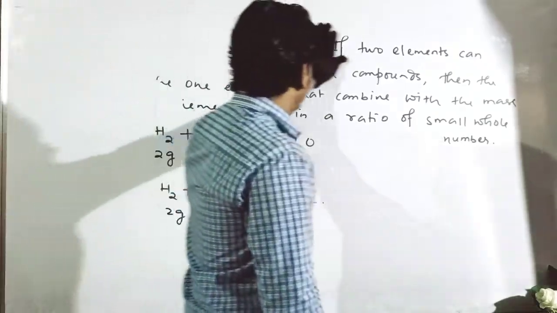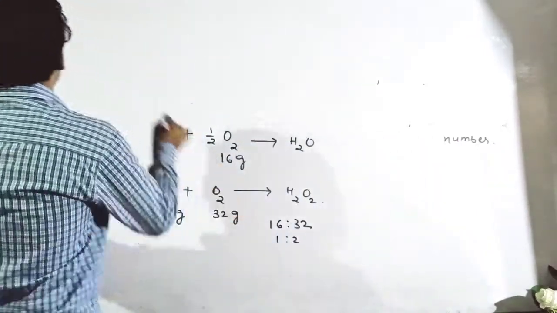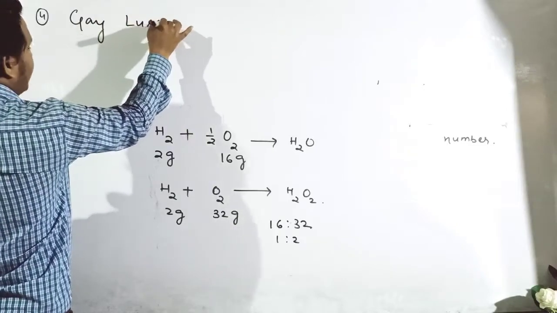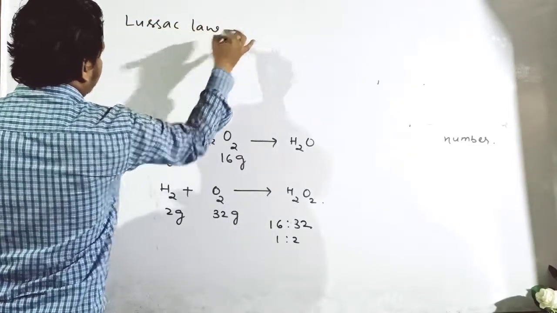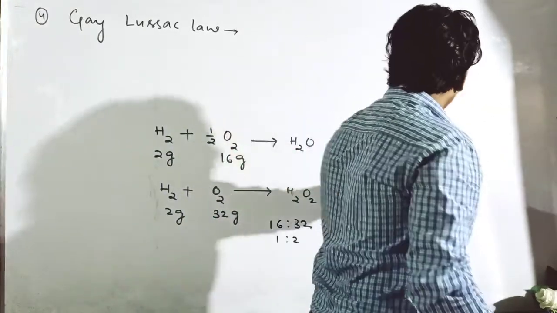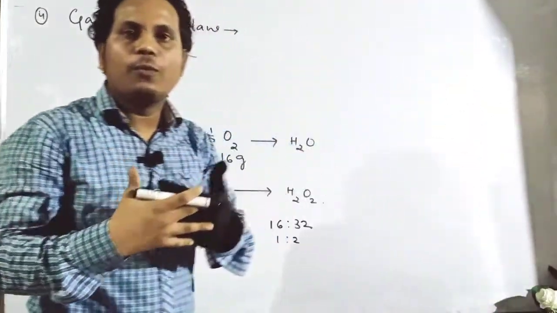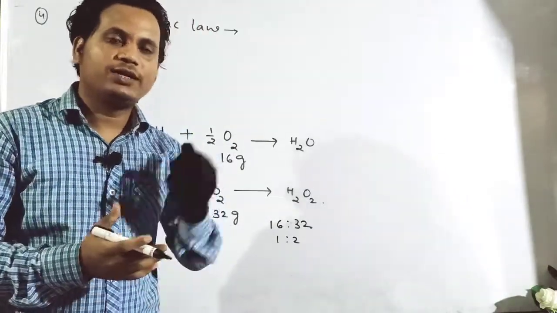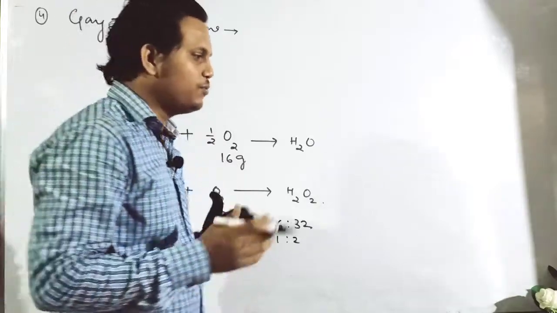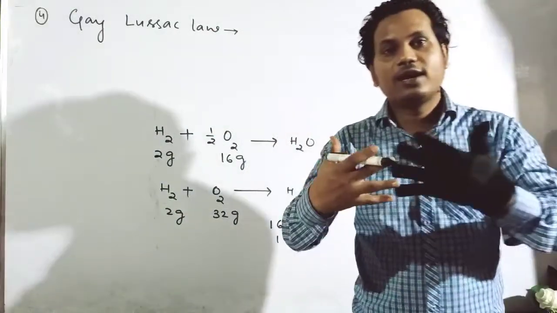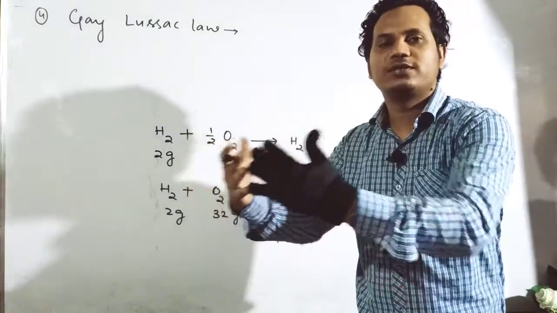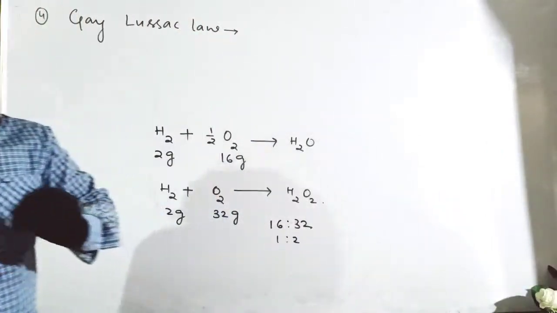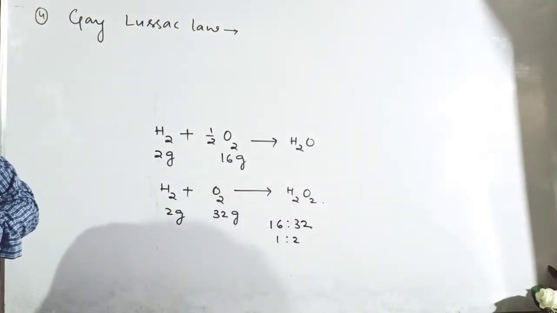Next, fourth, is Gay-Lussac's law. Now, what is this? He said that when gases combine or are produced in a chemical reaction, it is only for gases. When gases combine or are produced in a chemical reaction, they do so in the ratio of their volume, in the ratio by volume.